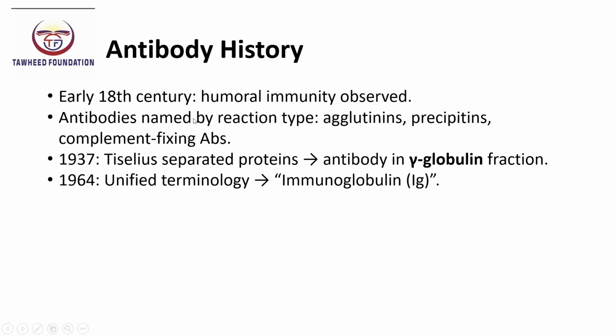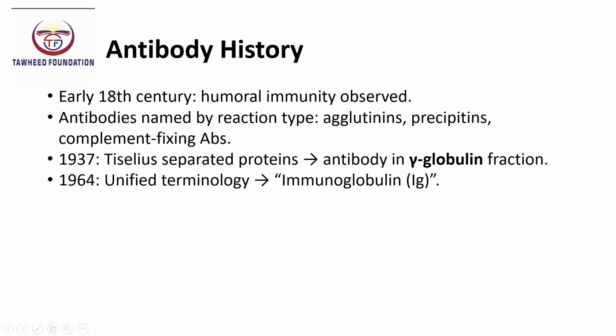Next is antibody history. The history of antibody discovery begins with observation in the 18th century, when it was noted that the injection of an antigen into an animal resulted in the appearance of specific substances in serum that could react with that antigen. These substances were called antibodies. Depending on their functions, they were referred to as agglutinins, precipitins, or complement fixing antibodies.